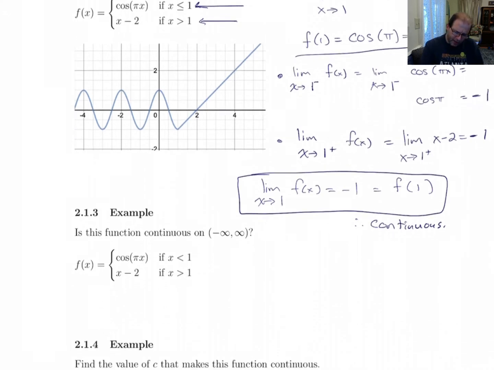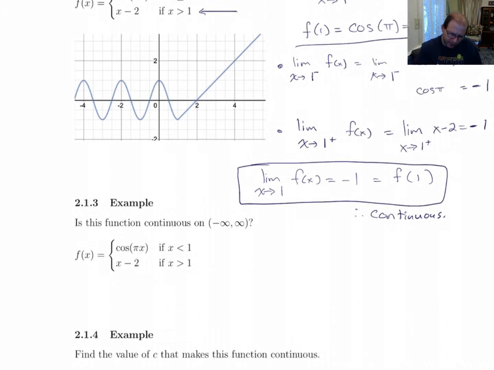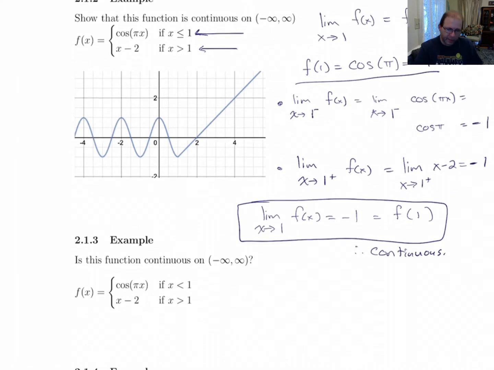All right, let's look at this next function. Is this function continuous on negative infinity to infinity? All right, now this function looks very much like the one before, but there's a tiny little technical difference that's going to change the answer. If you don't see it, you could pause it and look for it until you find it, but I'm going to go ahead and point it out. The only difference in these two is right here.